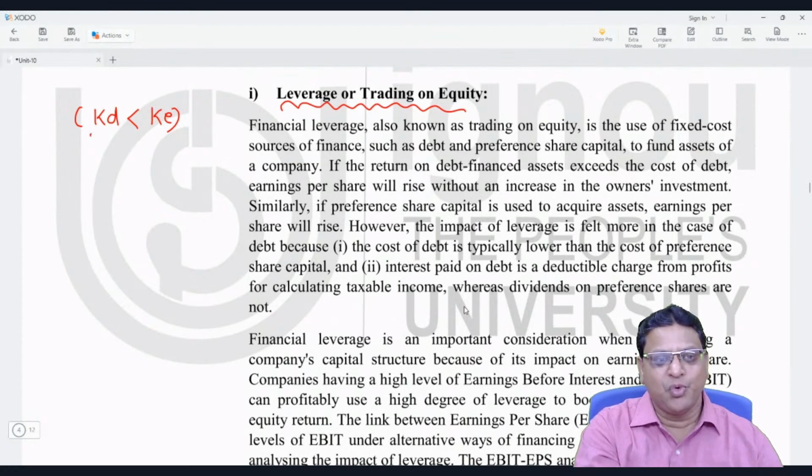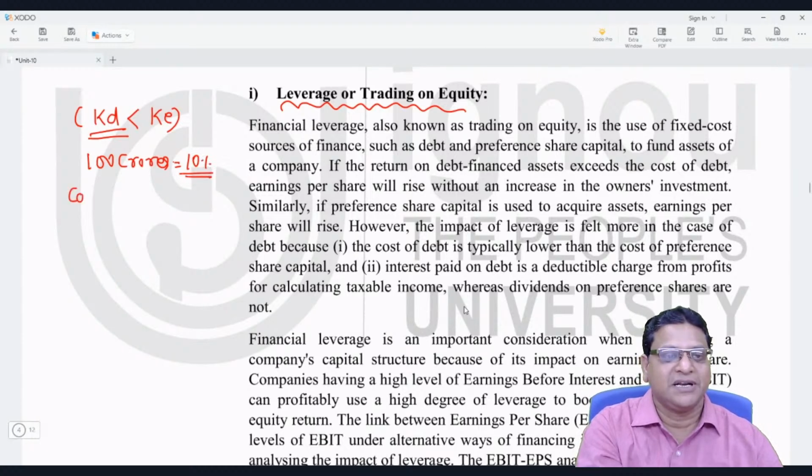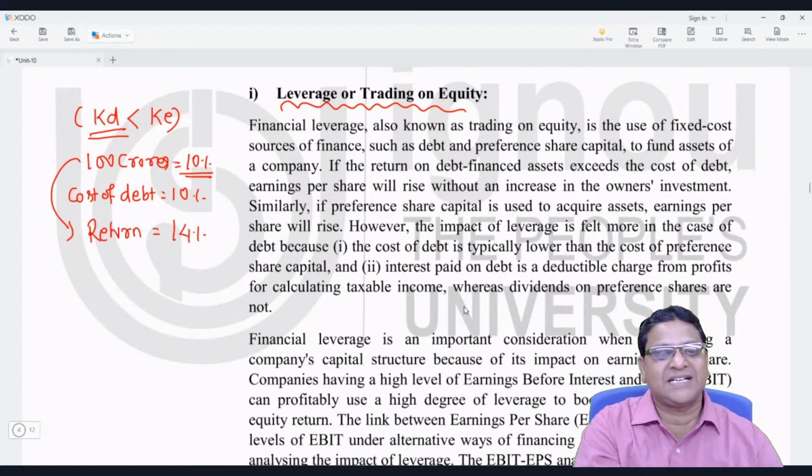Once you use more and more debt capital, we know cost of debt is less. Suppose you take a loan of 100 crores in a business and you take the loan at 10%. So cost of debt is 10%. Let's assume cost of debt is 10%, and you invest this 100 crores in the business and you generate a return of 14%.